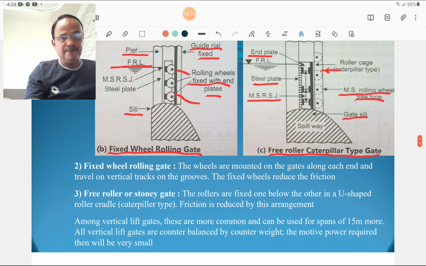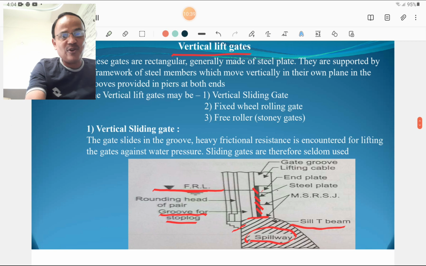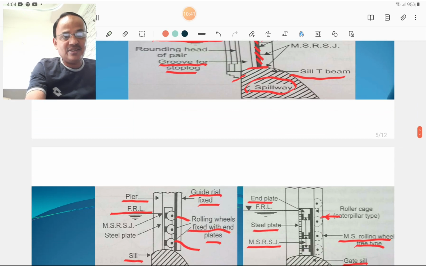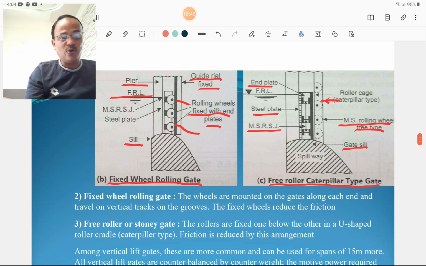The fixed wheel rolling gate is shown in figure B. The wheels are mounted on the gates along each end and travel on vertical tracks in the grooves. The fixed wheels reduce the friction. Why is this arrangement of fixed wheels used? To reduce the friction. In the vertical sliding gate there is heavy friction, and that friction is reduced by the fixed wheel rolling gate.